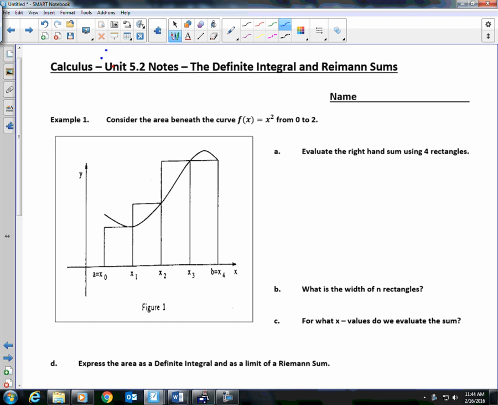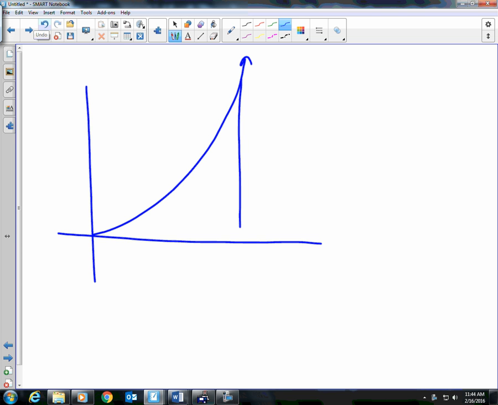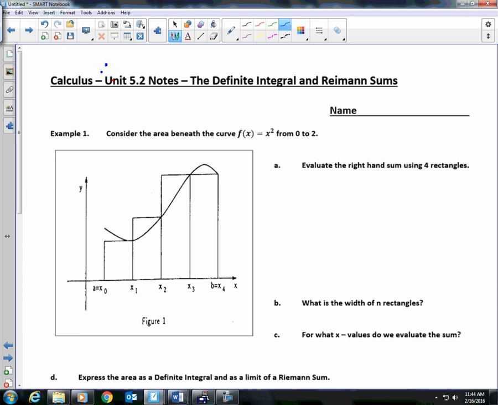So if I create a drawing here and I have a curve, I have x squared from 0 to 2. Okay? Who can tell me how I would write that sum? We want to take the width times the sum of the heights. What's the width? Not 2, but 2 is the width of the interval. The width of each rectangle is? Try again. There's 4 rectangles. A half.